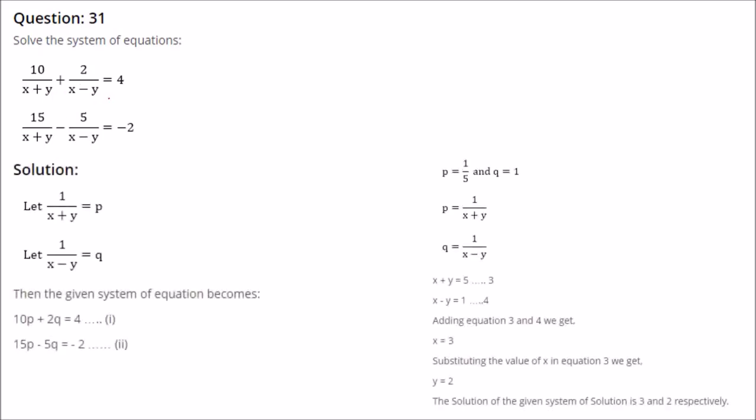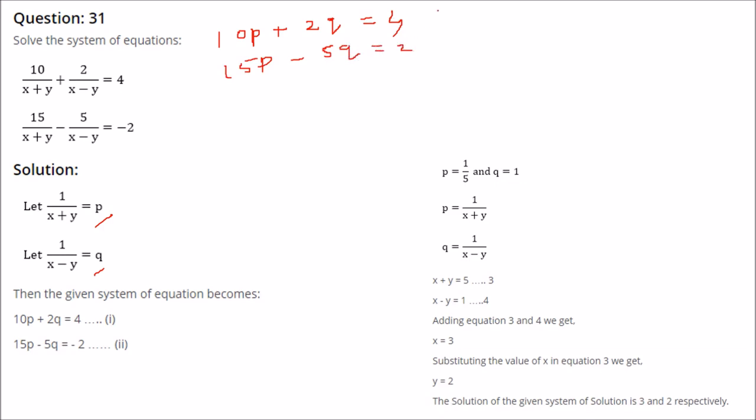Again, this is a similar type of equation. Now I just wanted to let you know that here I am going to put 1 by x plus y not as u but as p. That is just to enforce one thought, that you can take any alphabet from A to Z. There will be no restriction except x and y. So p and q now we are taking. So this becomes 10p plus 2q equal to 4. And this will become 15p, because p was 1 by x plus y, minus 5q equal to 2.